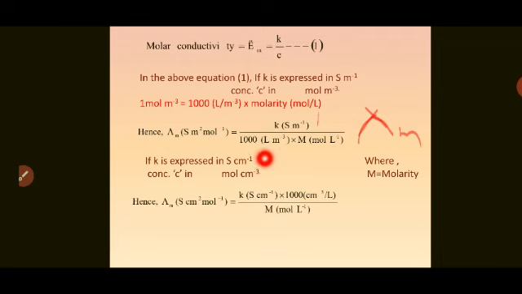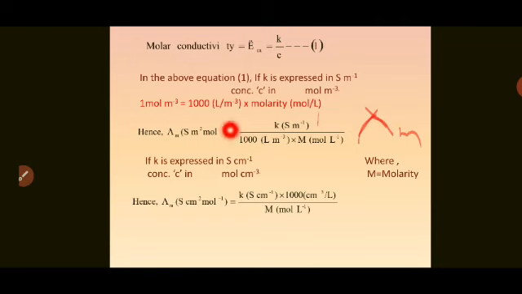So by considering all these units, you will get the final unit as Siemens meter square per mole. Because this is meter raised to minus 1, this is meter cube, meter raised to minus 3. When it goes to the numerator, it will become meter square. Siemens meter square, and mole will remain as it is, because this is per liter and liter will get cancelled. So what is the final unit? Siemens meter square per mole.